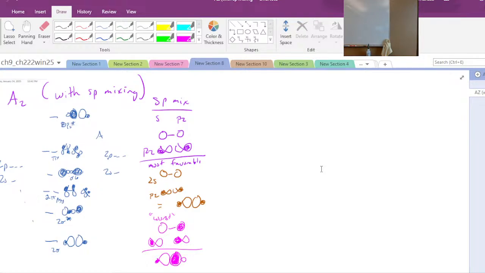No, you always fill from the bottom. No, you just fill them in order, because this order, how you draw them, is the energy. So they should already be from lowest to highest. That's the point.